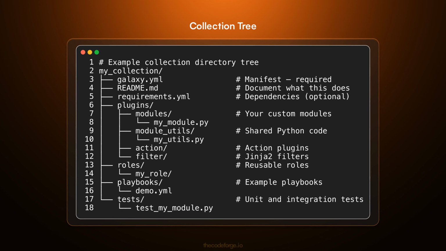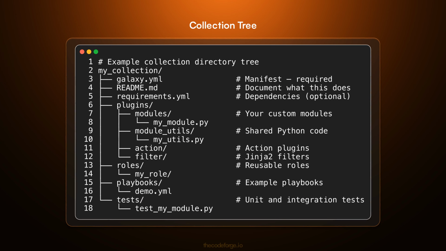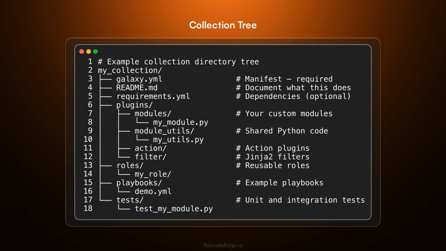Here's the directory tree. Notice the galaxy.yml at the root, modules in plugins/modules/, and module_utils for shared code. Use module_utils for any code shared between modules. It keeps your modules lean and testable.